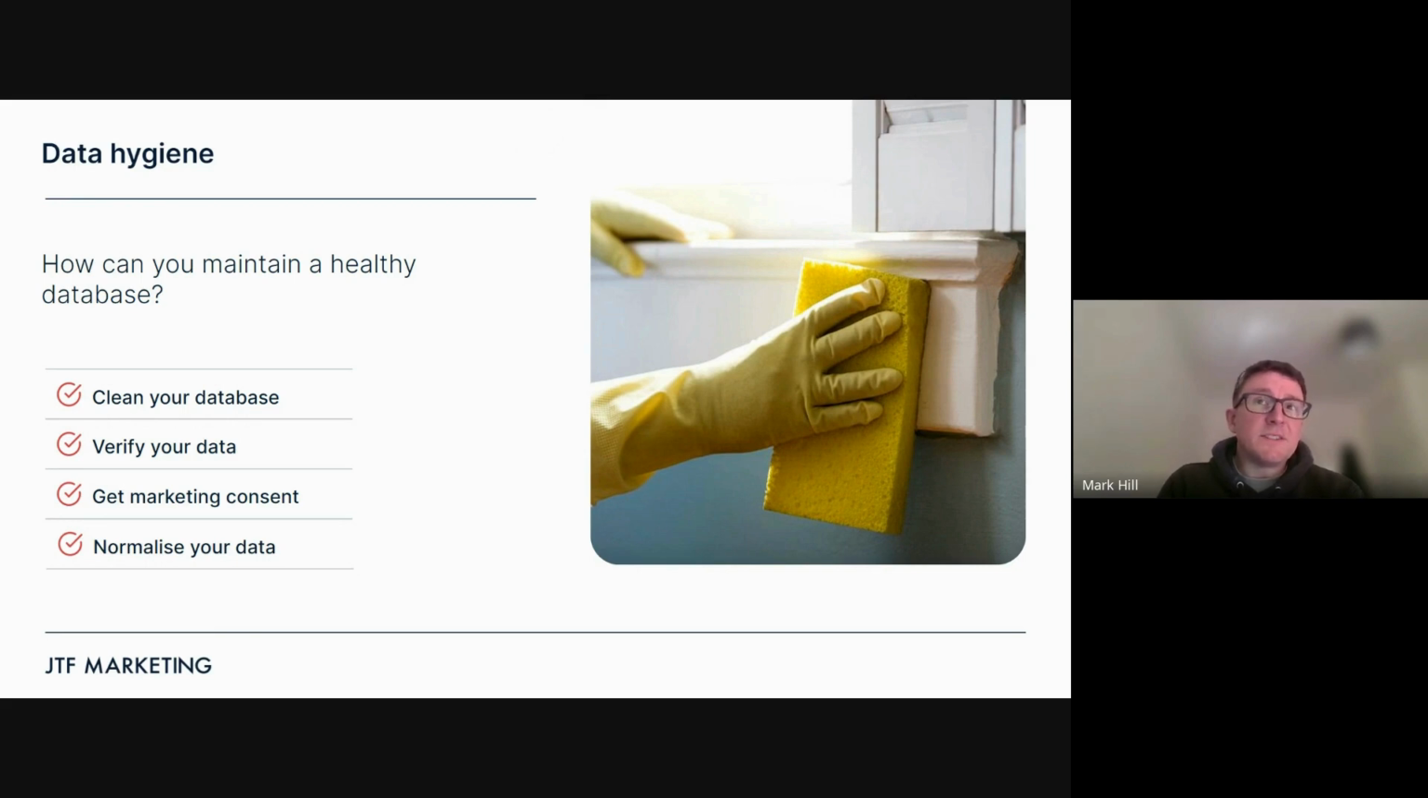But that means you can set up these automated ways to regularly clean your database based on these always-on rules. So it's also a good idea to verify your data.